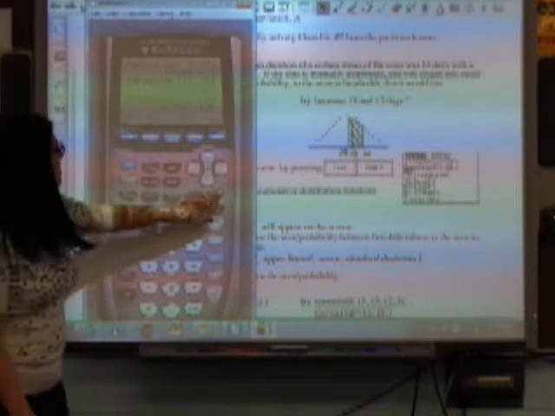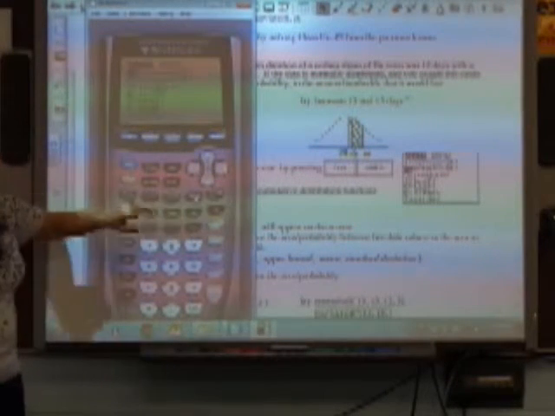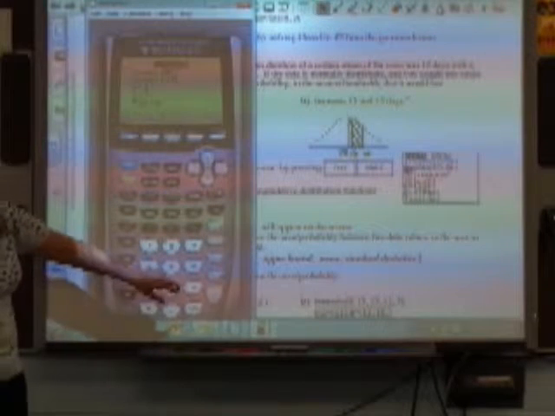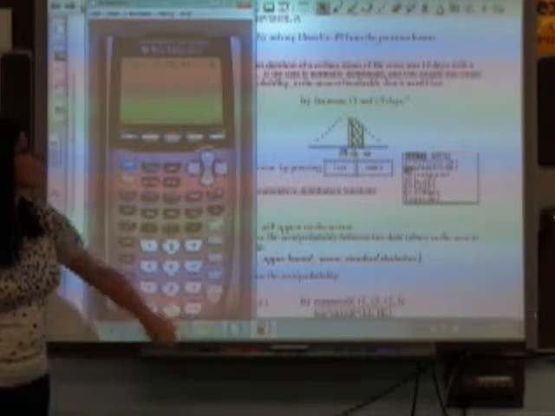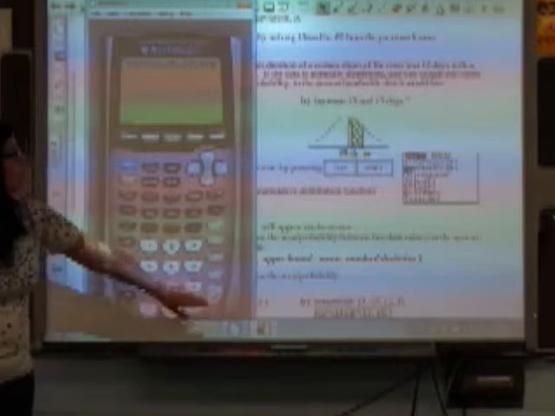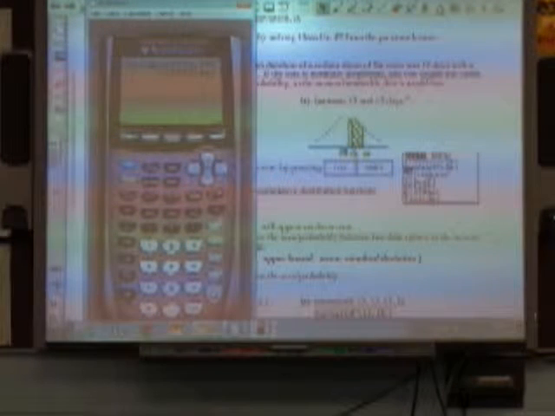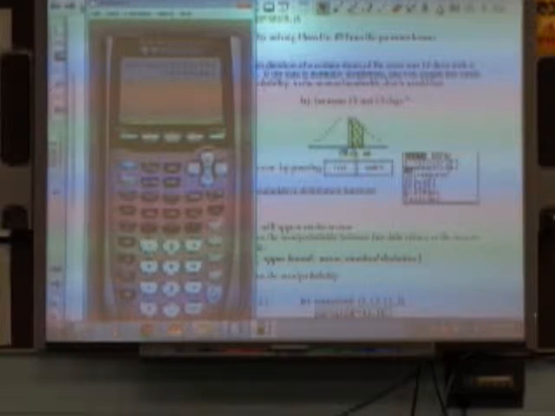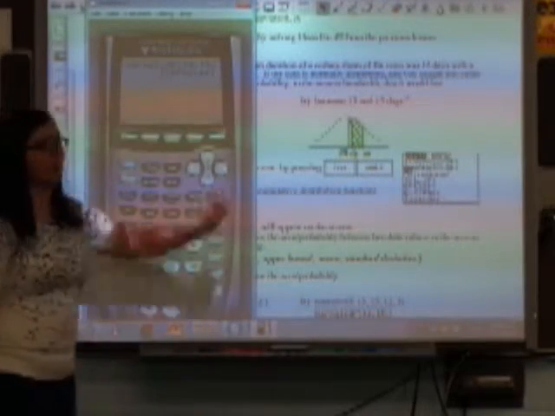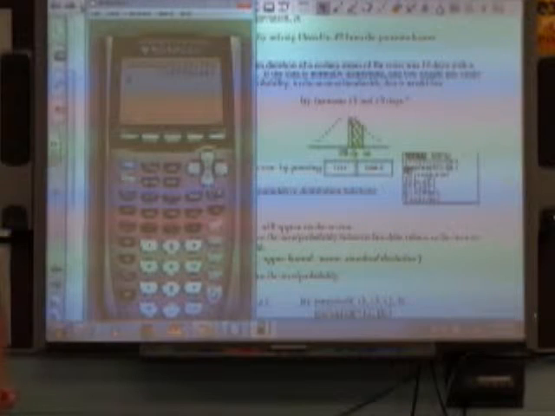Let's try that again. I think I did 2 on top. There we go. And there's my 0.2107, which is what we got when we calculated it out the first time. So I have about a 21% chance of the flu lasting between 13 and 15 days.